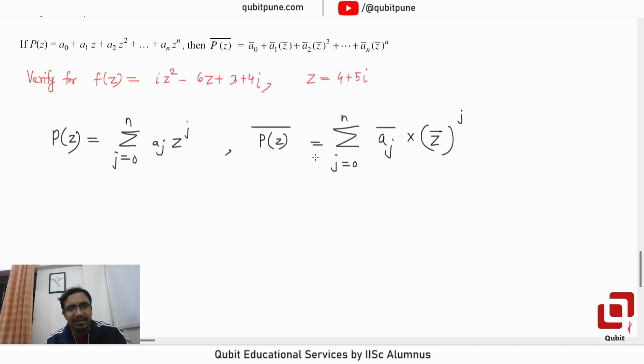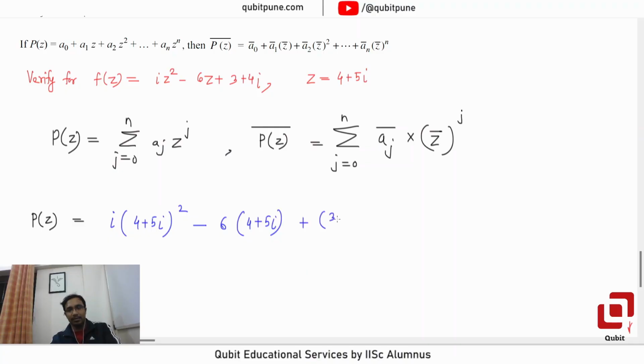Let's verify this result for the given quadratic function, i z squared minus 6z plus 3 plus 4i, and z is equal to 4 plus 5i. So let's first find out the left side. P of z is equal to i z squared, so i into bracket 4 plus 5i squared, minus 6 into z, plus the constant term, 3 plus 4i.